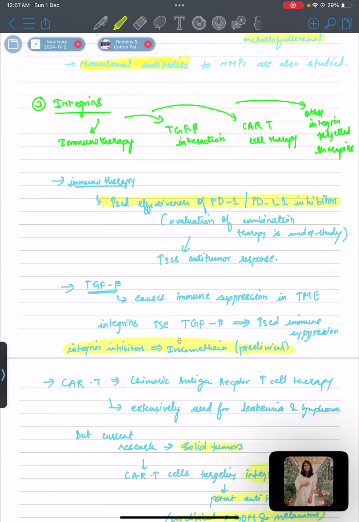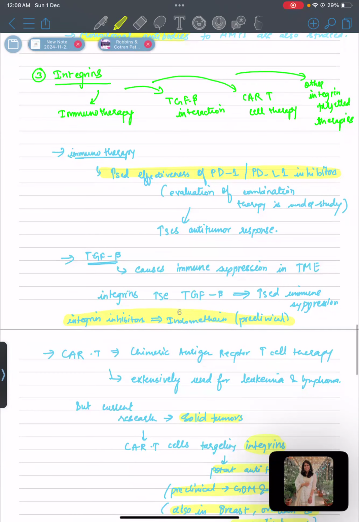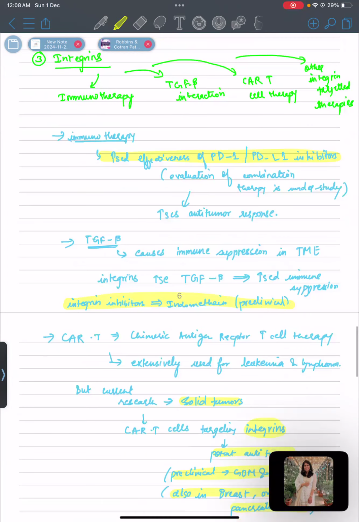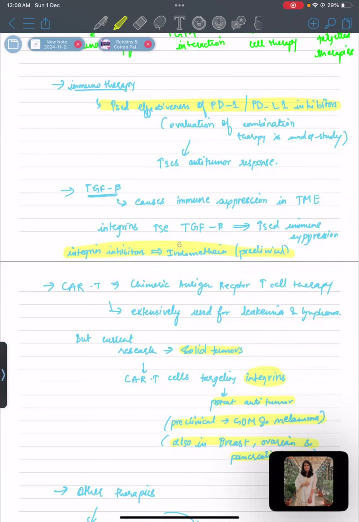So integrin immunotherapy has shown increased effectiveness of PD-1 and PD-L1 inhibitors. So it has shown increased anti-tumor response, and therefore it is evaluated for combination therapy along with these inhibitors. There's an interesting interaction of TGF beta and integrins. Integrins stimulate TGF beta, and TGF beta causes increased immunosuppression. So blocking integrins would in turn decrease TGF beta signaling and decrease immune suppression in tumor microenvironment.